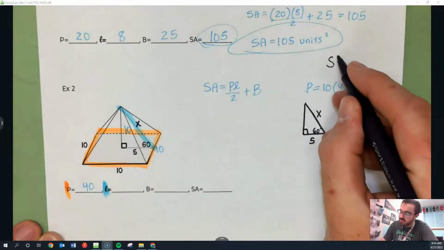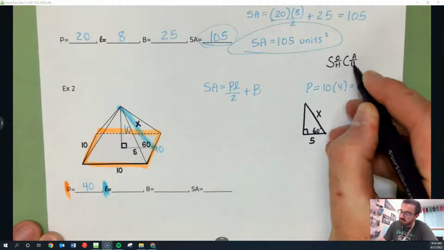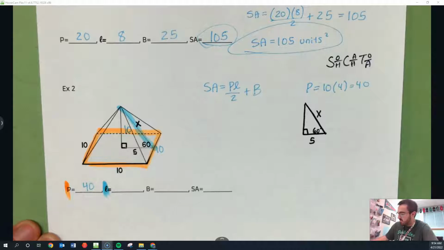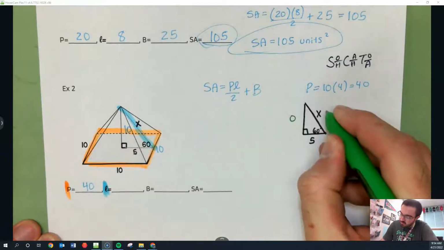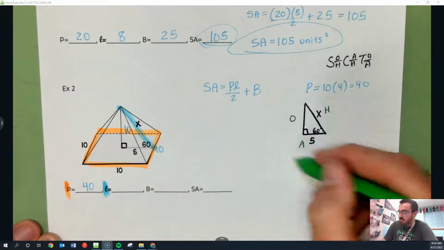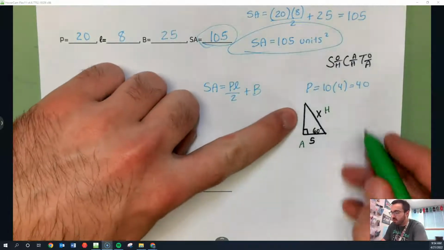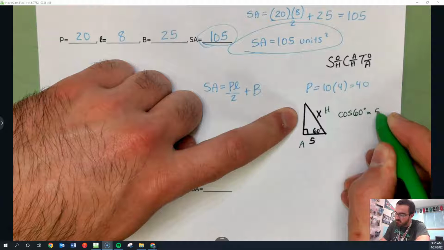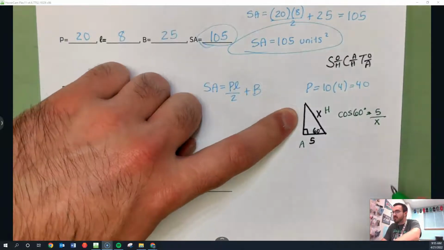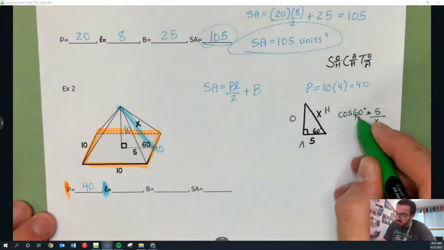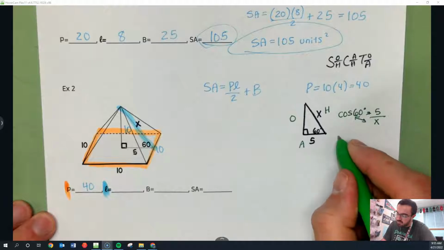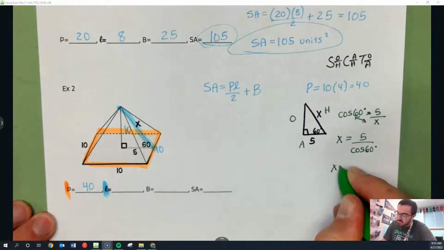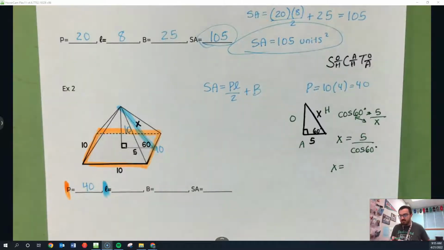Okay, let's remind ourselves of SOH CAH TOA. All right, in this situation, this would be O, H, and A. So if I'm doing trig here, I'm going to cover up the O and I'm going to use cosine. So cosine of 60 degrees equals A over H. See what we get when we do that. Since x is on bottom, I'm going to flip these around. I'm going to get x equals 5 divided by cosine of 60 degrees.